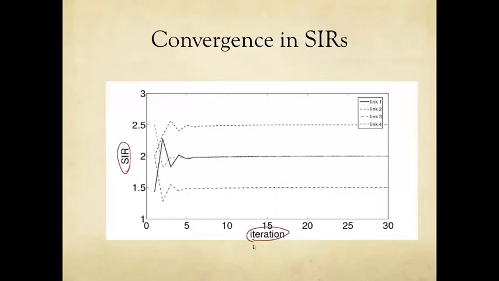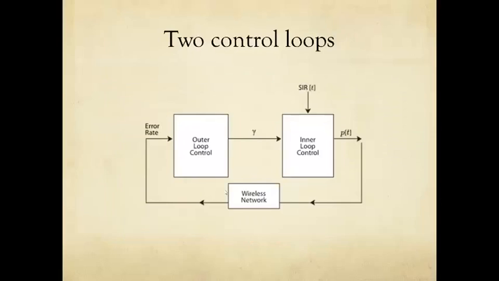In fact, around iteration 10 for sure, the SIRs converged, and as you can see, they achieve their target SIRs, 2.5, 2, 2, and 1.5 respectively. This actually is a very fast convergence. Within basically a few iterations, we achieve the target SIR.